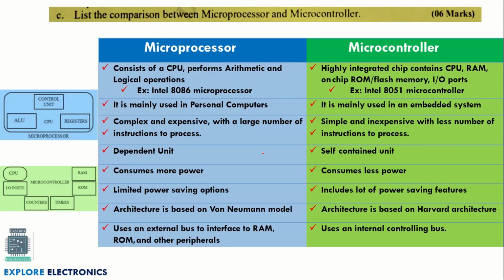Then comparison between microprocessor and microcontroller. It is asked for 6 marks. Here also you need to write at least 6 differences between these two.